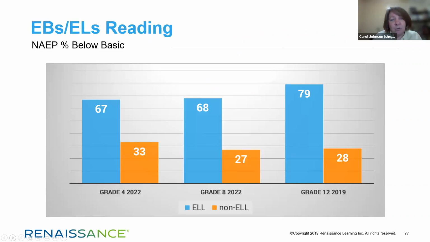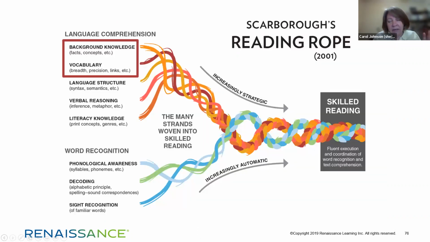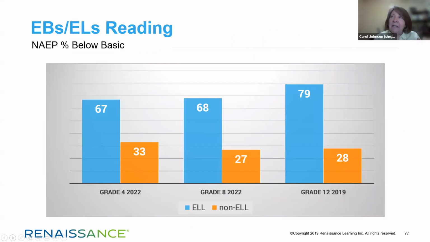But back to Scarborough's Rope, I'm going to talk about the issue of background knowledge and vocabulary with respect to emerging bilinguals. And even though in the initial poll, and I agree with everyone, the response concerning who do we think of when we think of older students is not necessarily 4th and 5th graders.